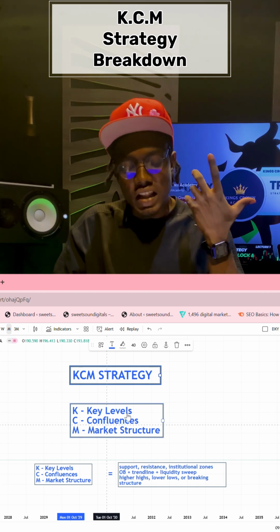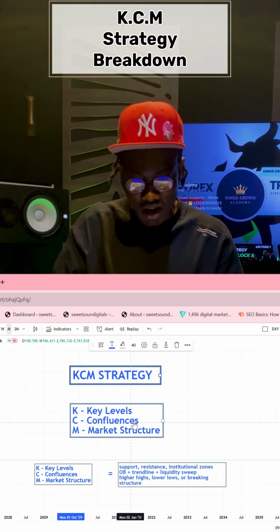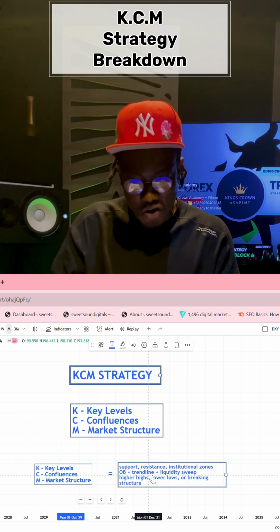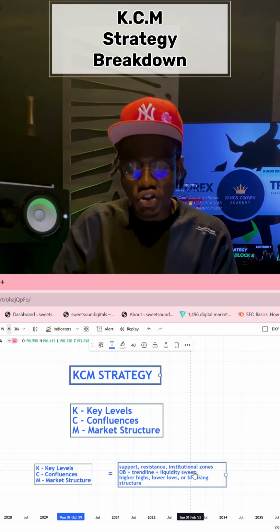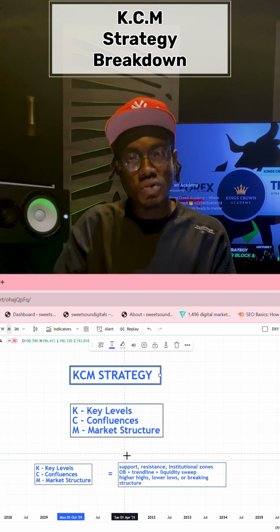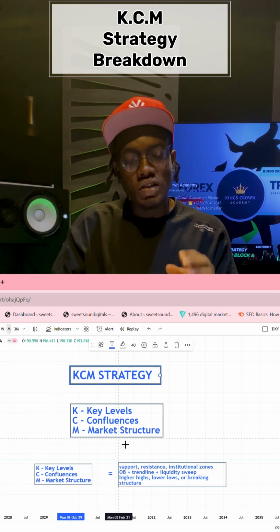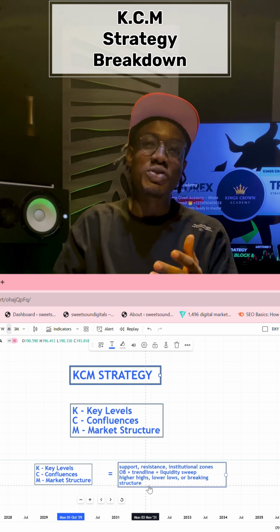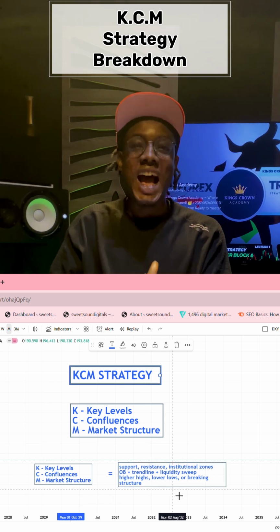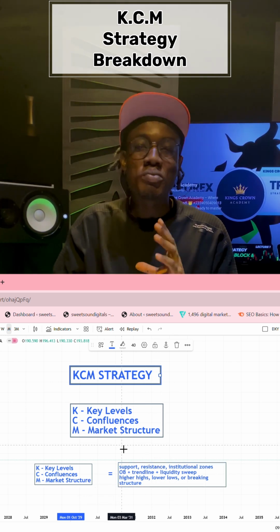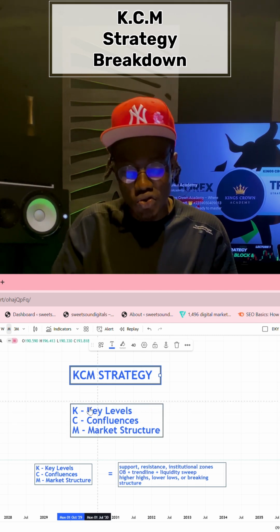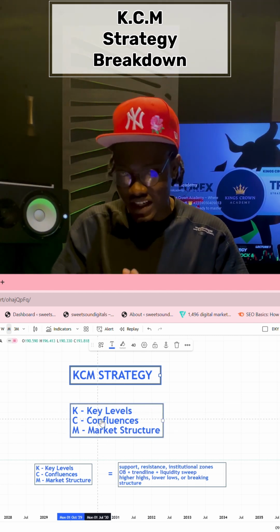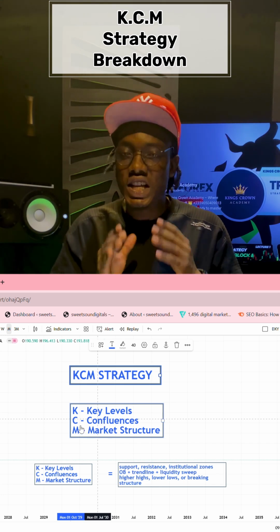Now the C stands for confluence. This confluence is where you look for your order block, you talk about your trend lines, you talk about liquidity sweep. Then you go over to the market structure. These are the 3 steps you need to repeat. Under market structure, you're looking at if the market is creating higher highs, lower lows, or breaking structure. So this is just a sketch of what the KCM strategy is all about. It's the King's Crown Model.